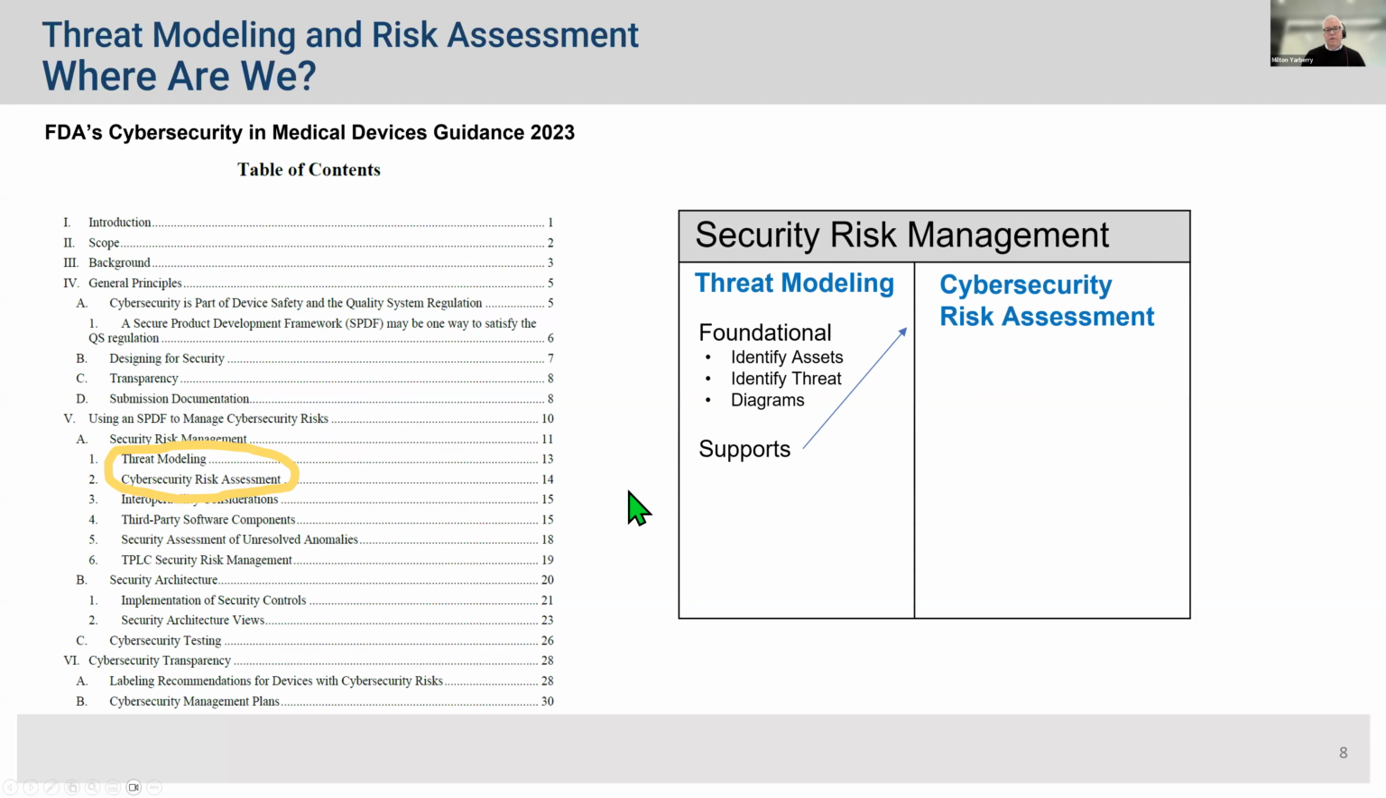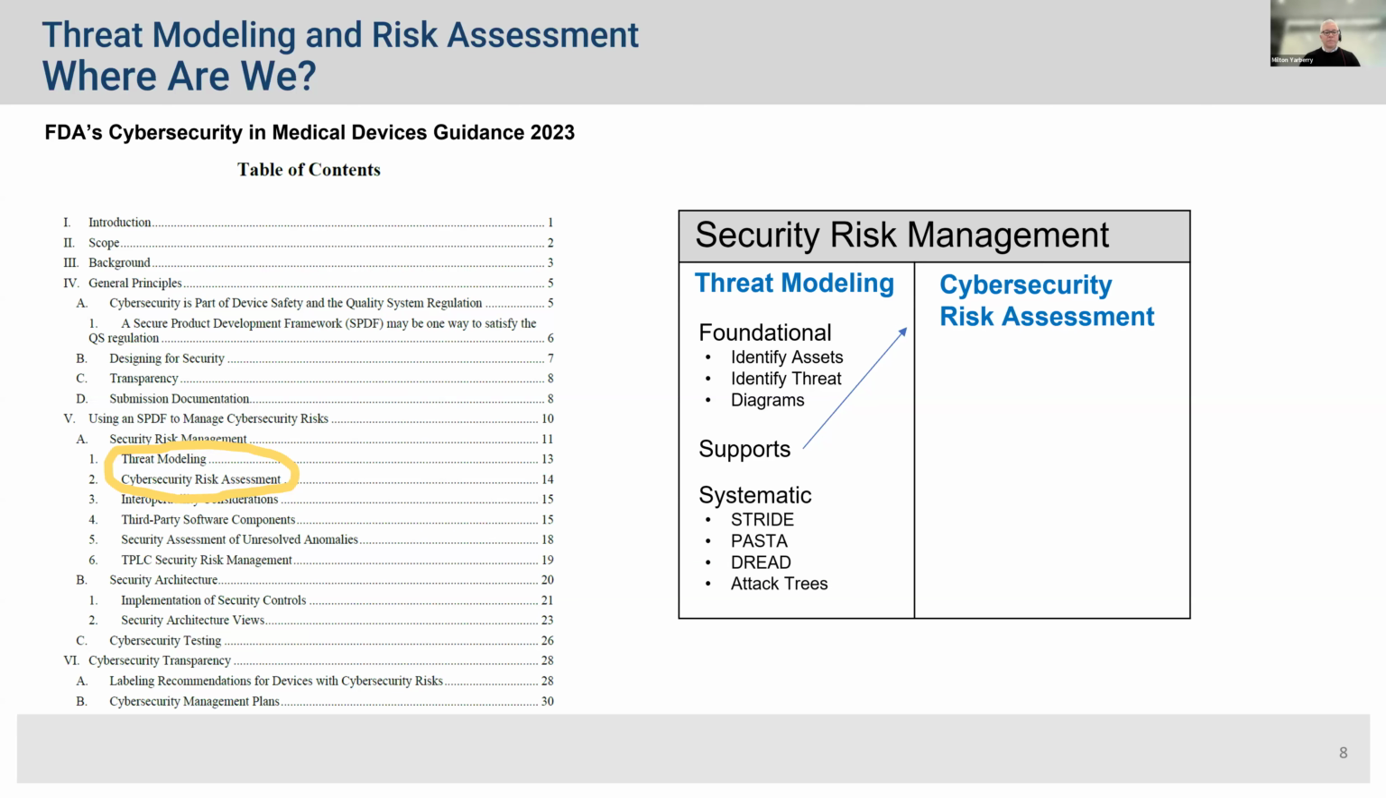All right, so the threat modeling is, at least in my humble opinion, foundational. It's identifying assets, you identify your threats, and it gives you a diagram that pulls the room together, per se. The threat modeling supports the cybersecurity risk assessment. Advance.